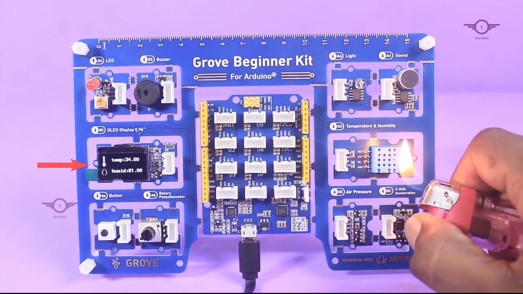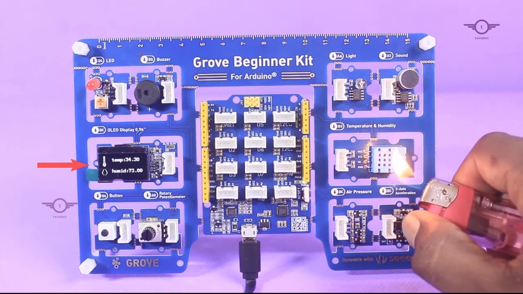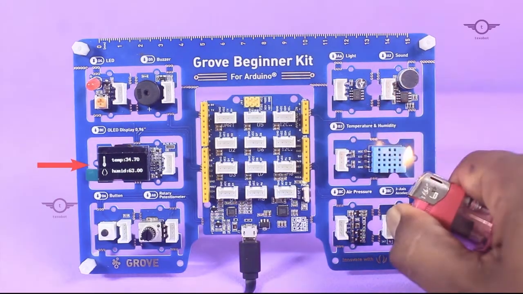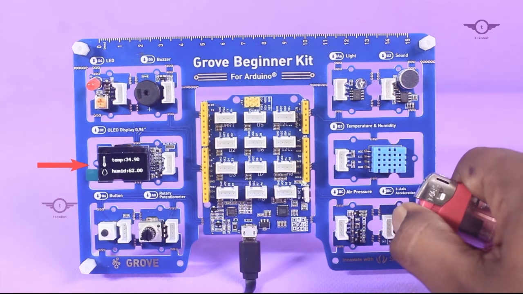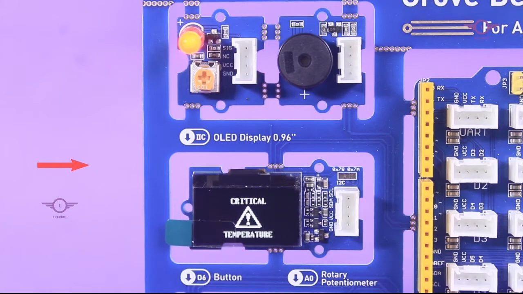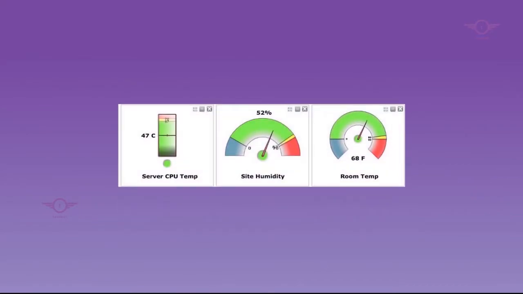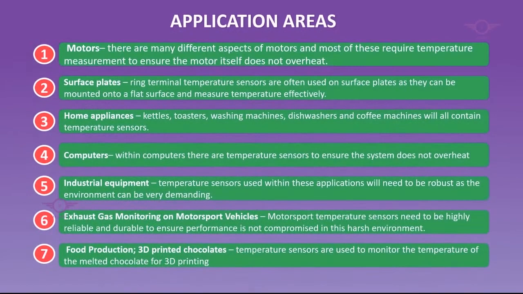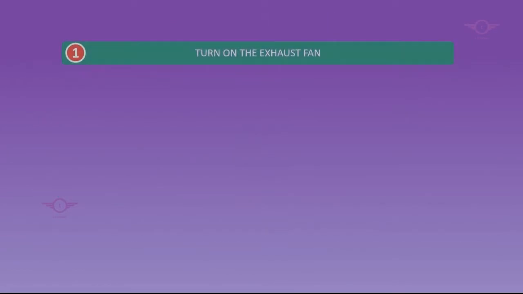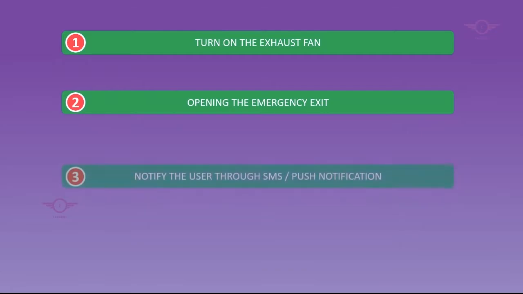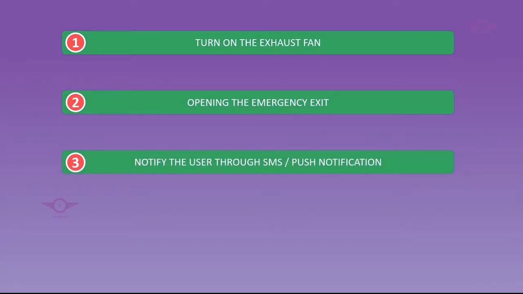This time we'll show you how to make a temperature monitoring alarm using Arduino Uno. This project has great importance in many industries to monitor the temperature and to trigger some specific actions like turn on the exhaust fan, open the emergency exit, notify the users through SMS or push notification, turn on the sprinkler and much more. So without any further ado, let's get started.